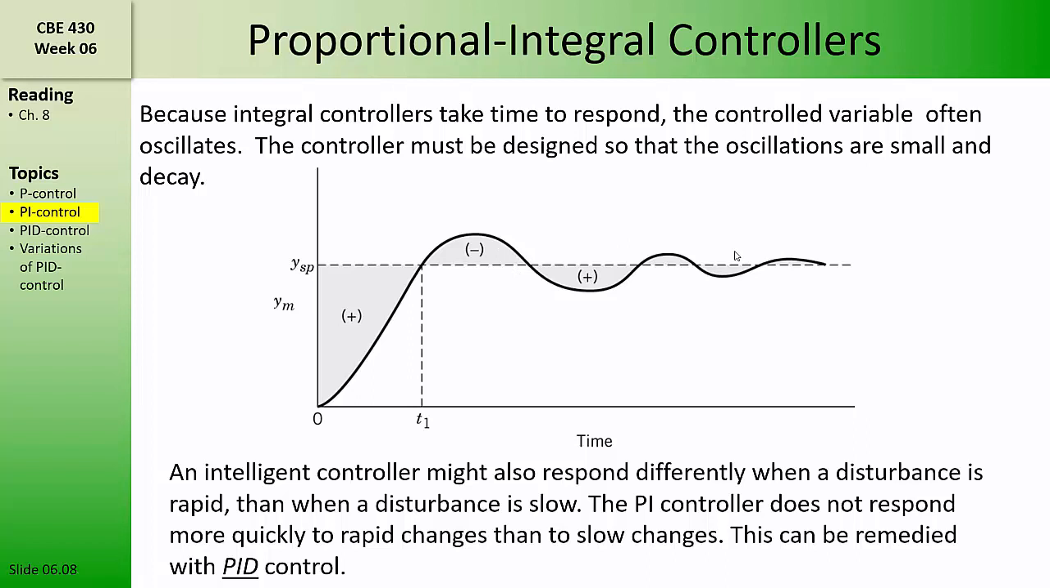An intelligent controller might also respond differently when a disturbance is rapidly changing than when a disturbance is slow to change. The PI controller does not respond more quickly to rapid changes than to slow changes. This can be remedied with what we call PID control. We'll discuss PID control in the next video.